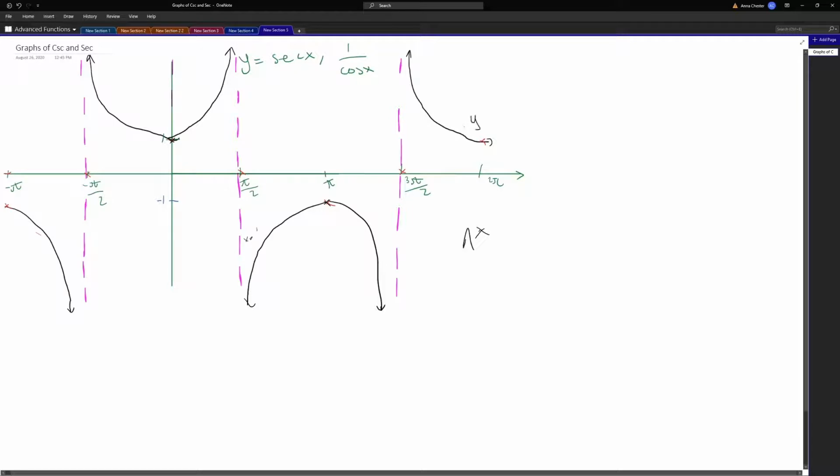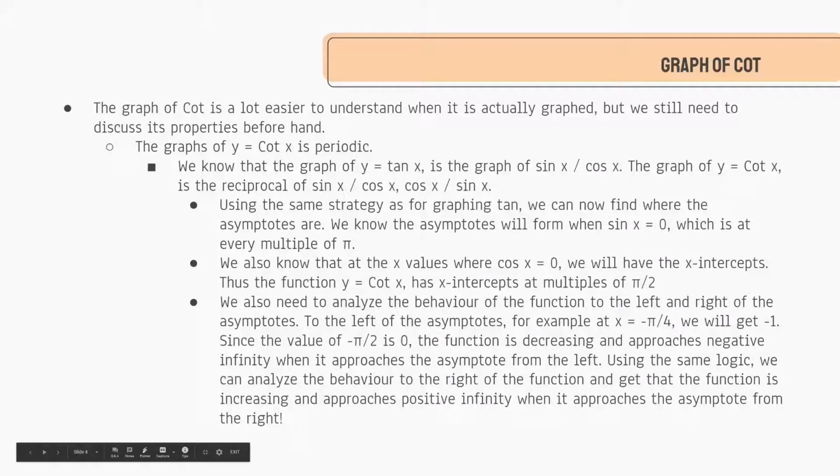Lastly, you should always label your diagrams or your graphs on the actual chart, paper or graph paper, whatever you're given. With that being done, we can now move on to the graph of cotangent. Personally, cotangent is a very special graph for me just because it's super simple once you actually see the graph, but analyzing it before that point might seem a little bit tricky. However, we're still going to go over how to do that.